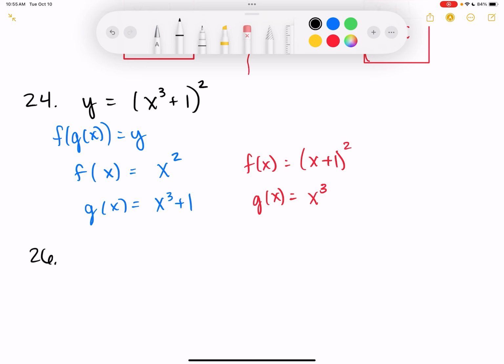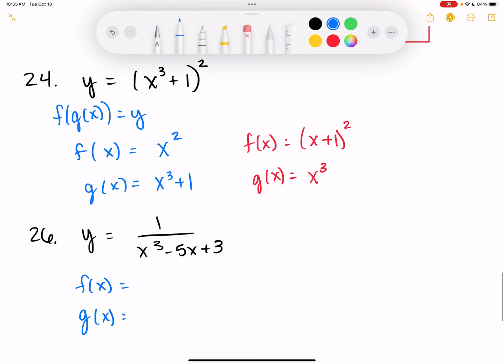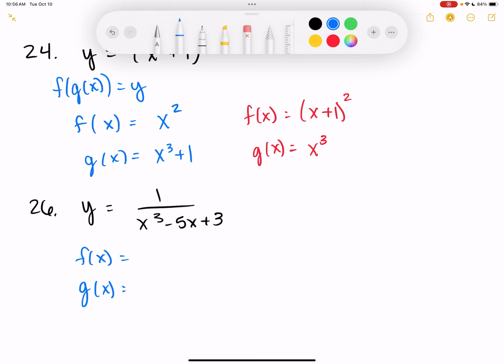26. Y equals 1 over x cubed minus 5x plus 3. All right, so any ideas for my inner function? I say my inner function, my function that's getting plugged in.